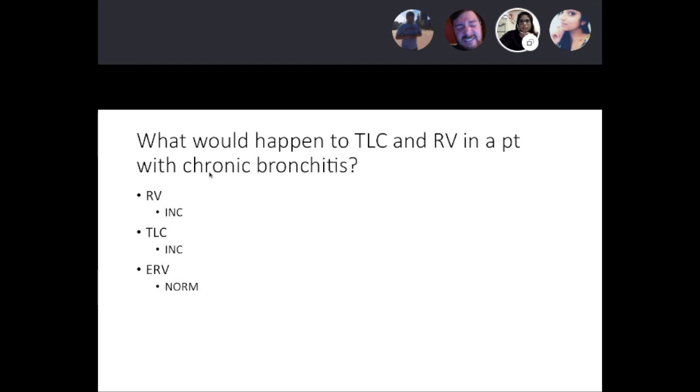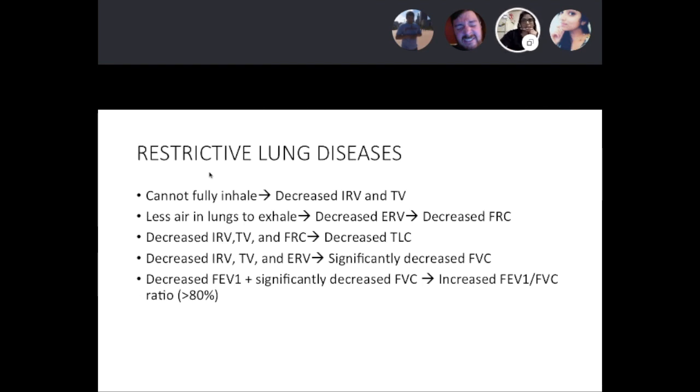And again, that being the fact that patients have difficulty exhaling. Yeah, exactly. The air is trapped inside, so exhalation is difficult, hence why it's going to be, I guess, decreased to normal. All right. So moving forward, restrictive lung diseases.